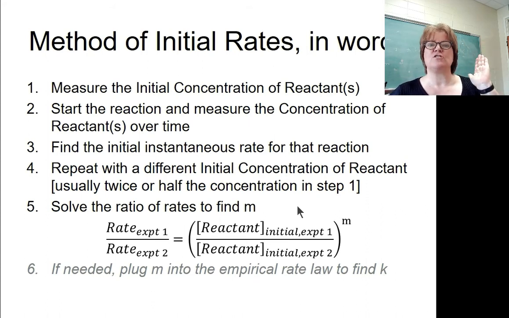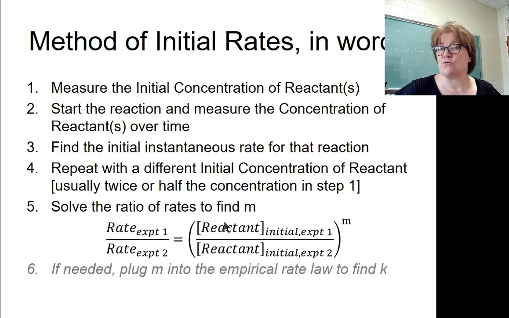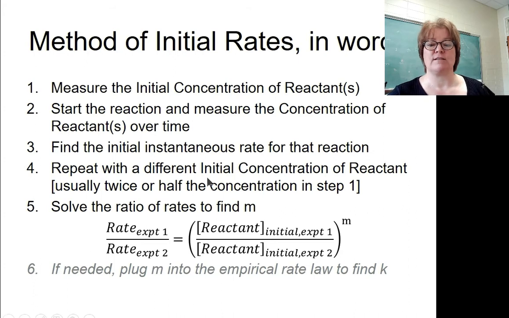I want the initial concentration and the initial instantaneous rate of the reaction. Then I'm going to repeat it with a different initial concentration. Generally in textbooks we always double the concentration so that this ratio is a nice whole number, 2, but that doesn't have to be true. We can use any other concentration, and then we again do the same thing: get the initial concentration, start the reaction, monitor it over time, and get the rate. So then I have two rates and two initial concentrations.